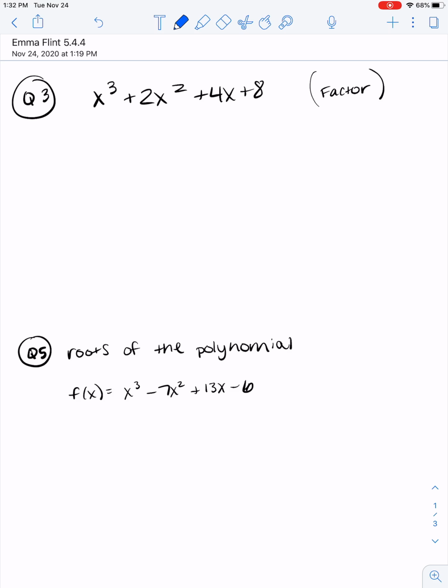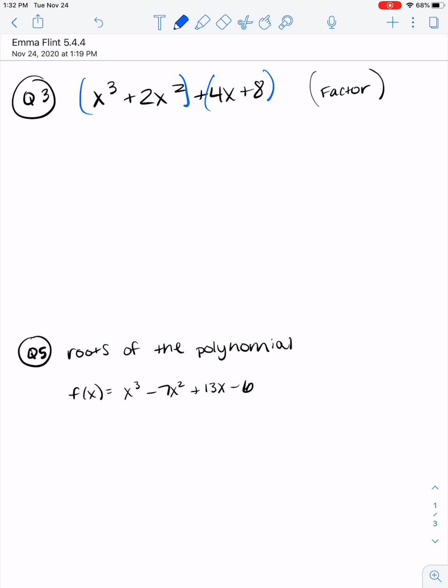Okay, so the first question asks, basically, what is the complete factorization of this polynomial? When we have four terms like this and it's a cubic function, so x cubed, then x squared, then x, and then a number, I use the factor by grouping method. So I'm going to group the first two, group the last two, and take out a GCF of each group.